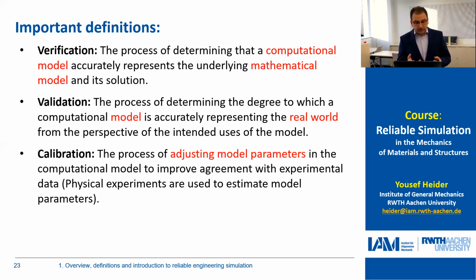And a part of the validation process is the calibration. The numerical model includes some parameters which have to be tuned with reference to the experimental data. This process is called the calibration. So we are adjusting the material parameters so that the model fits well with the reality.